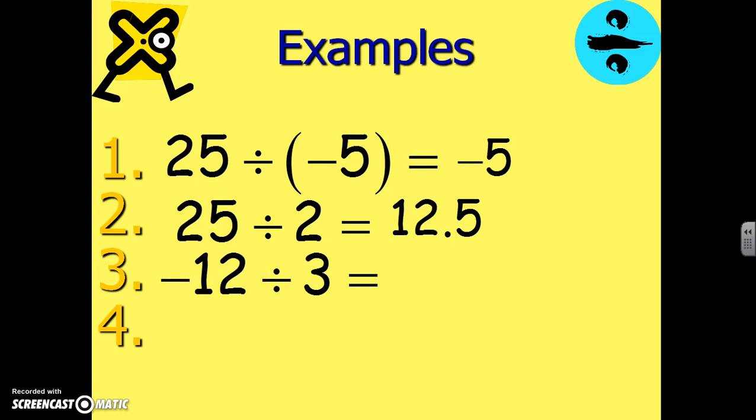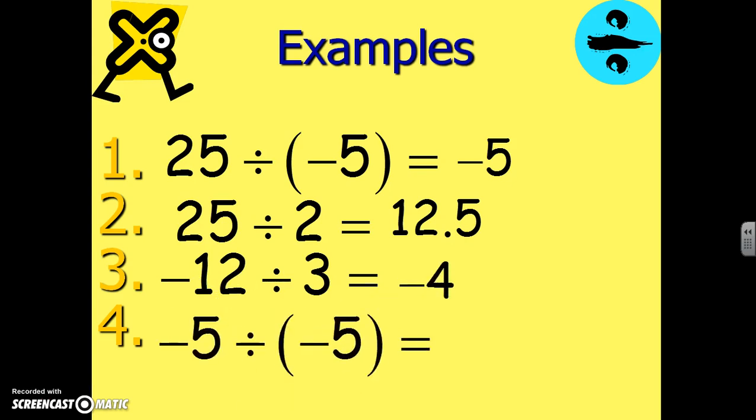When you divide a negative by a positive, two different signs, one is a negative, one is a positive, the quotient will be negative. Negative 12 divided by 3 is negative 4. When you divide two negatives, like negative 5 and negative 5, the quotient is positive 1.